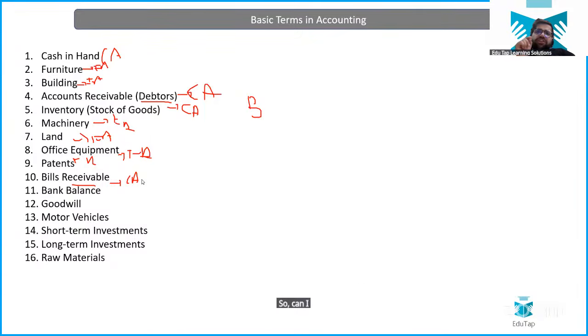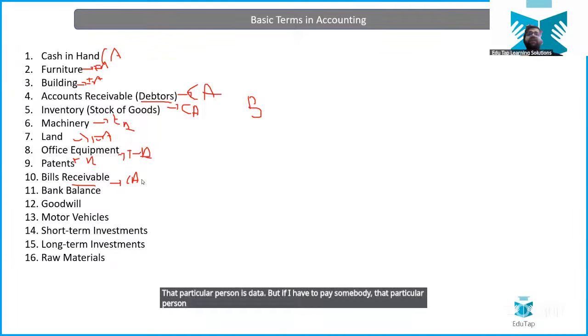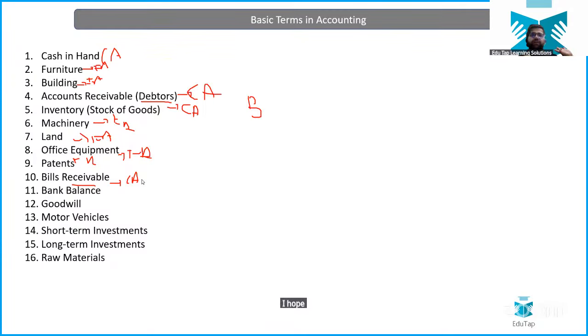So can I call Sham a debtor or a creditor for my business? Tell me. Sham will be what? Debtor or creditor? Yes, that will be a liability, and a liability is for a creditor. So you have to think from the business's perspective. If I'm getting money from somebody, that particular person is a debtor. But if I have to pay somebody, that particular person will be a creditor. I hope this is very clear to you. So can I say that a creditor is a current asset?